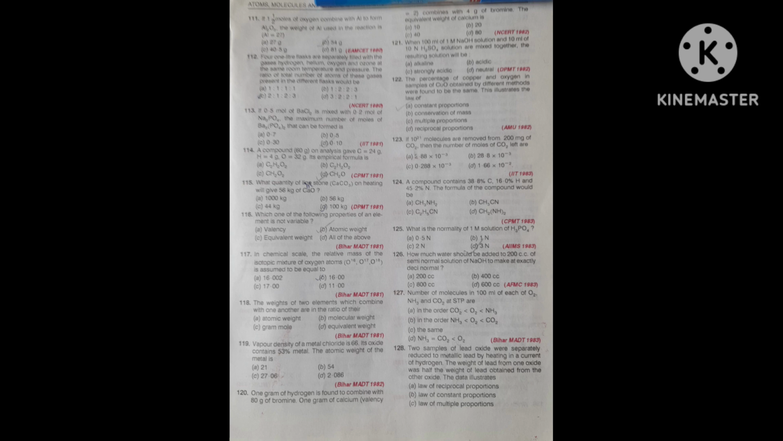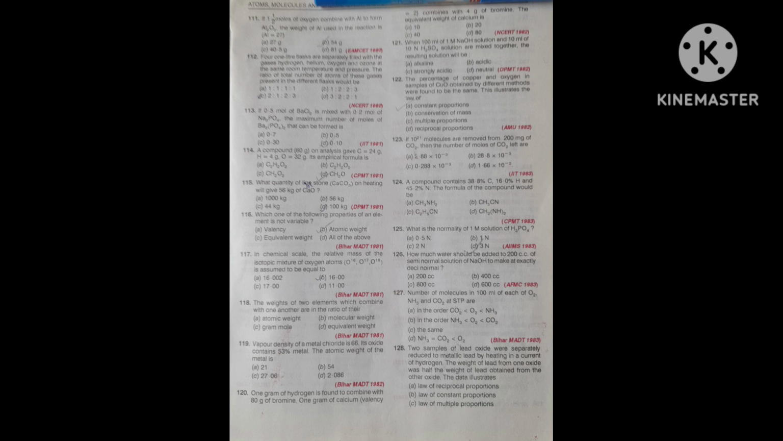N1 V1 is equal to N2 V2. 200 into N by 2 is equal to V into N by 10. Then you can calculate easily the value of V. Then the V value will be 1000, which means the total volume will be 1000 cc.